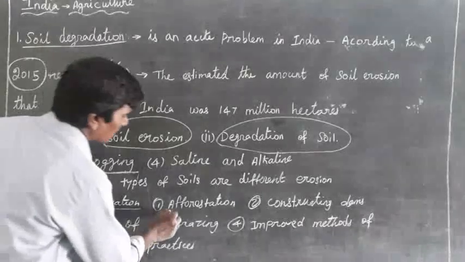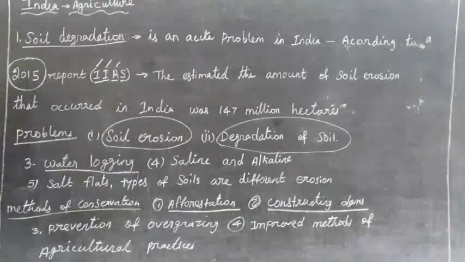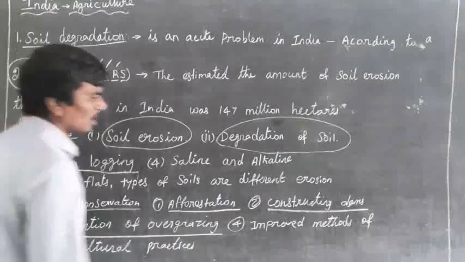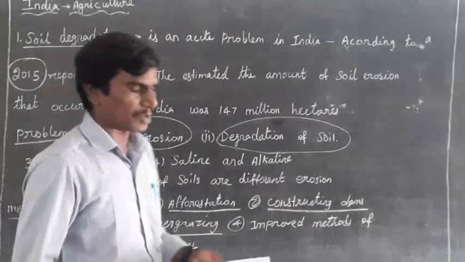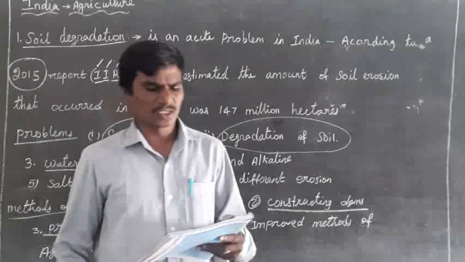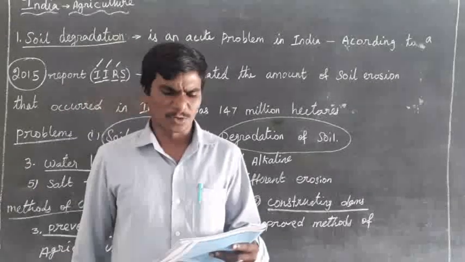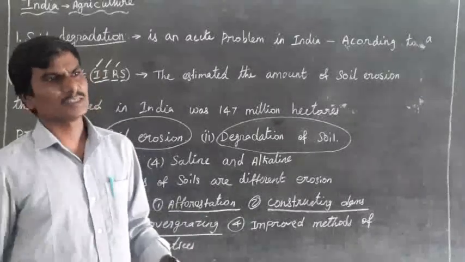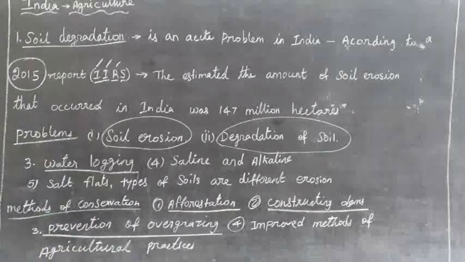First one is afforestation, second one is construction of dams, prevention of over grazing, and improving agricultural practices like the contour method, rotation of crops, contour bunding, strip cropping and planting of shelter belts. These methods also help control soil erosion. Thank you.